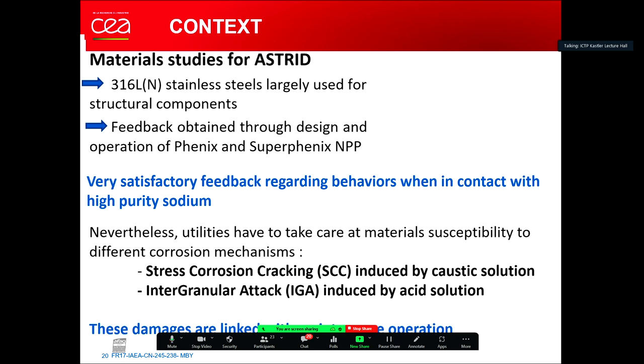The context for ASTRID: generally we consider that we have a very satisfactory feedback regarding behavior when in contact with high purity sodium. So if you keep oxygen content below 3 ppm, we consider that the behavior of the material is very interesting and very attractive. We don't face any significant difficulty, and it is a feedback which is shared with all our partners who have operated sodium facilities.